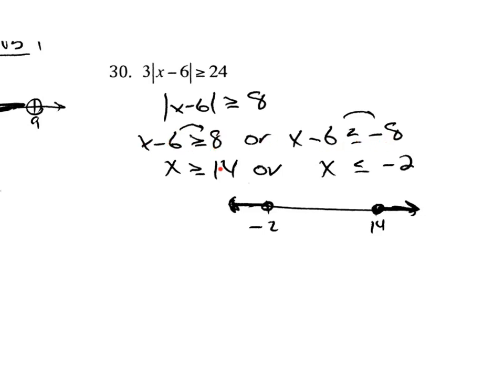Move the 6 over, 14. Move the 6 over, negative 2. Ors always go in opposite directions like that on your number line.